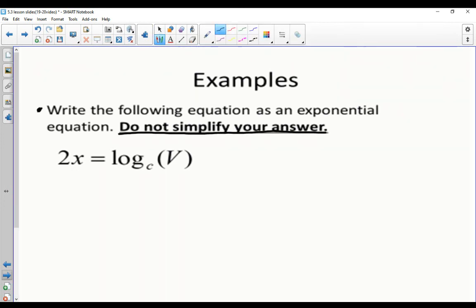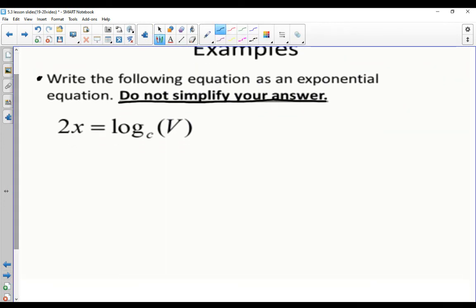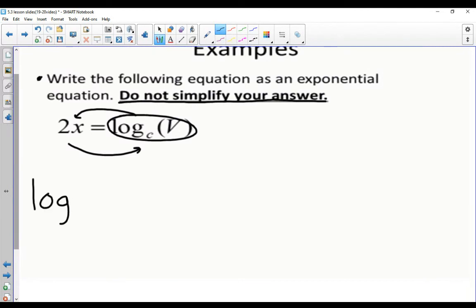Now let me explain. So let's say you get an equation that looks like this. Well, first off, most people would try the loop method. But here's the thing, the log is on the wrong side. We're used to log being on the left. Well, never fear, you can flip-flop these so that you have log base little c of big V equals 2x. It is very crucial that you keep the c little and the v big.